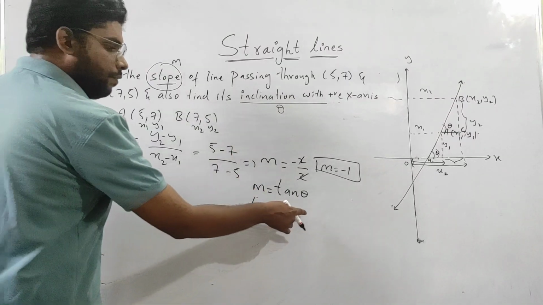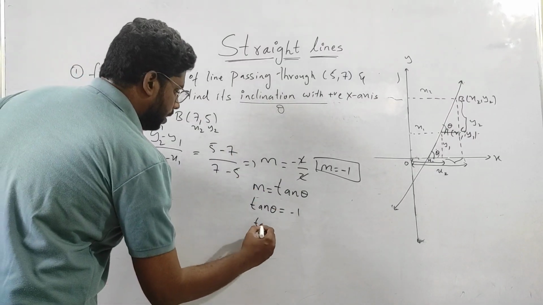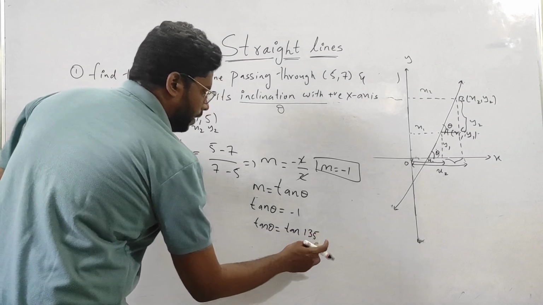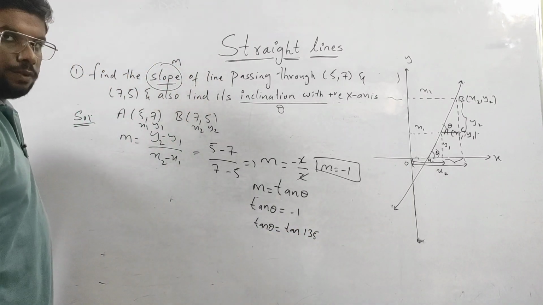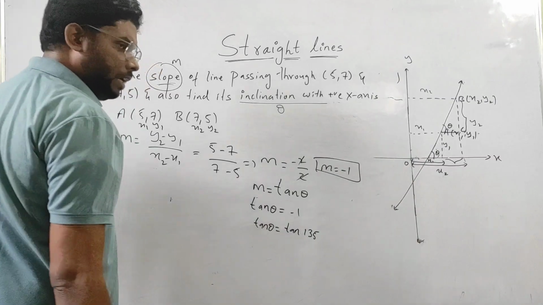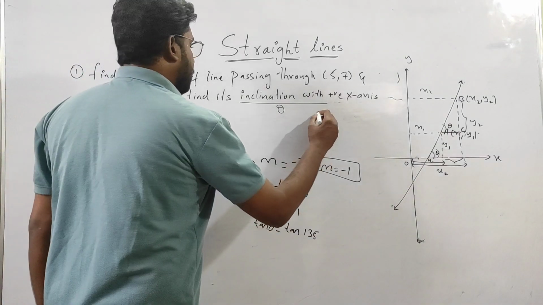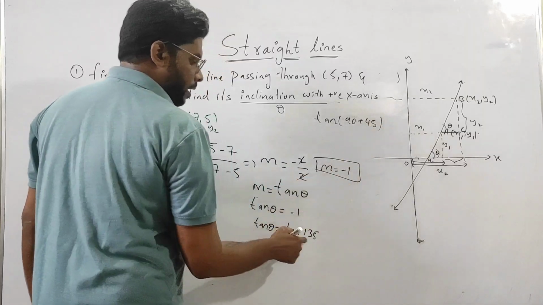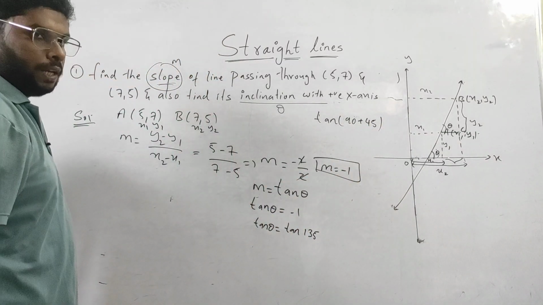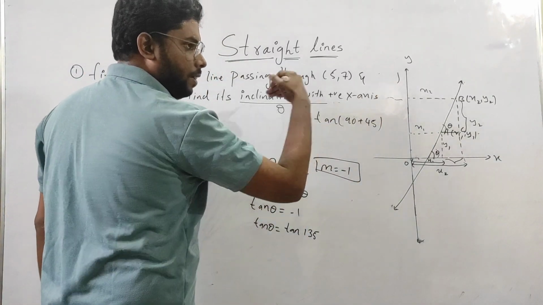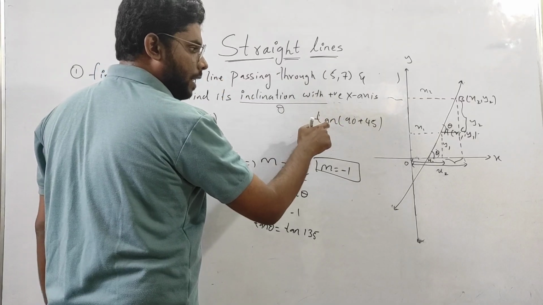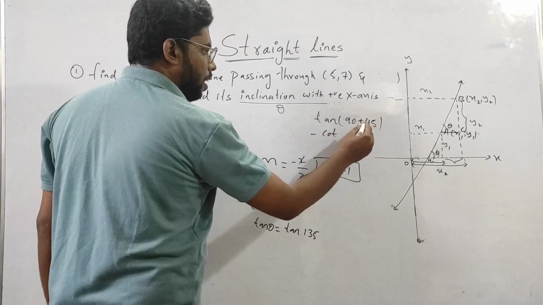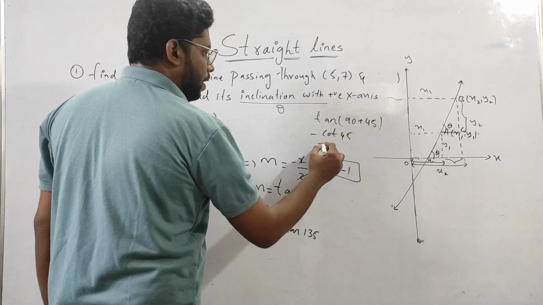When we have minus 1, it is tan 135. Tan 135 value is minus 1. How did we get tan 135 as minus 1? Tan 135 can be written as tan of 90 plus 45, and 90 plus 45 is 135. 90 plus theta means the second quadrant. In the second quadrant tan is negative, and tan 90 changes to cot, and it is 45. So cot 45 value is minus 1.